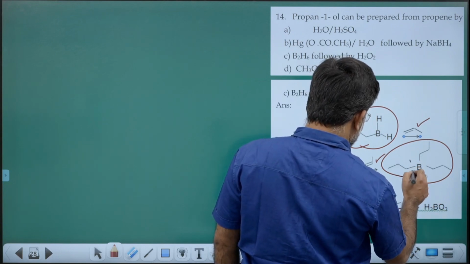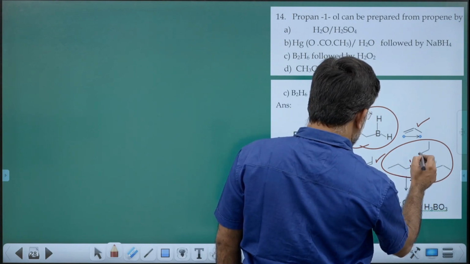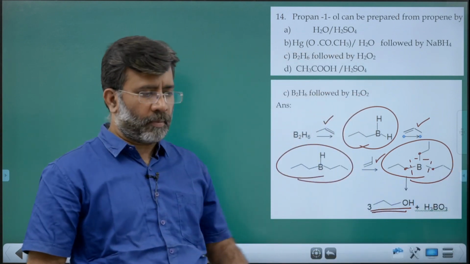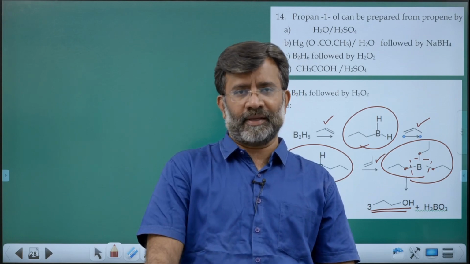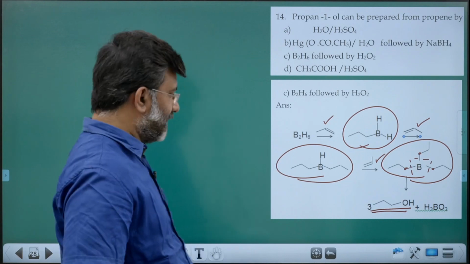It is going to break here, here, here. And OH will come on this carbon. OH will come on this carbon. You get propan-1-ol producing boric acid. Right? Hydroboration, oxidation reaction. Next.